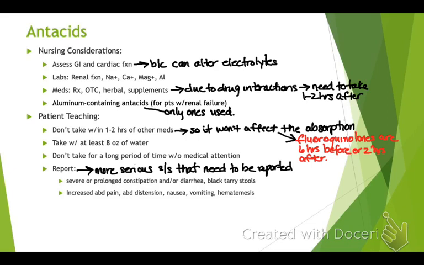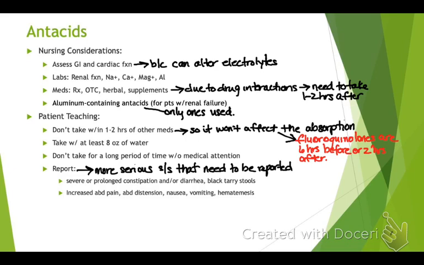Aluminum-containing antacids are going to be specific for those patients with renal failure. The only ones that you would use are the aluminum-containing antacids. So renal patients can't take the ones with magnesium or calcium, they should only be taking the ones with aluminum, where they will have the least amount of effect on them for those specific patients.